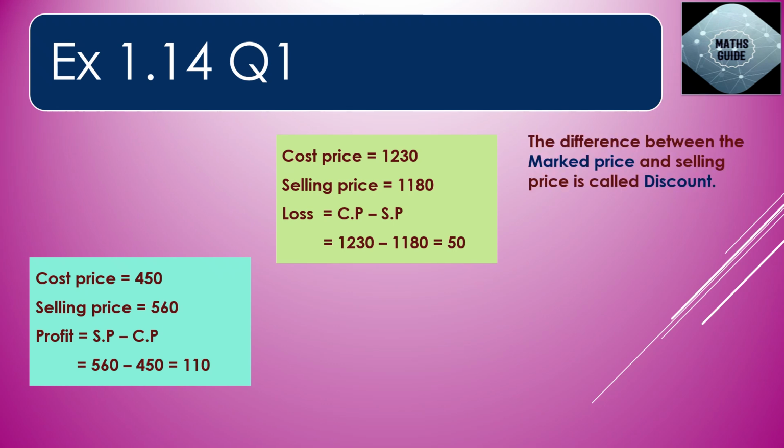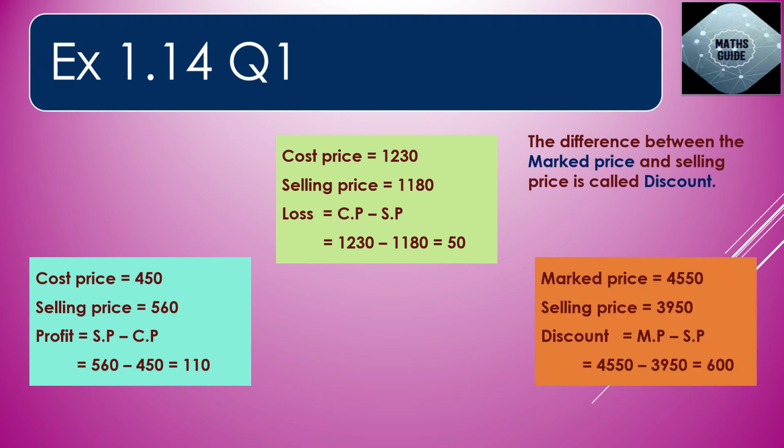Now let's learn what the marked price is and what discount is. Marked price is the price which is written on an item when it is on display. When you see an item on display, the price written on it is called marked price. And the price at which it is sold is called selling price. The difference of marked price and the selling price is called the discount which has been offered to a customer.